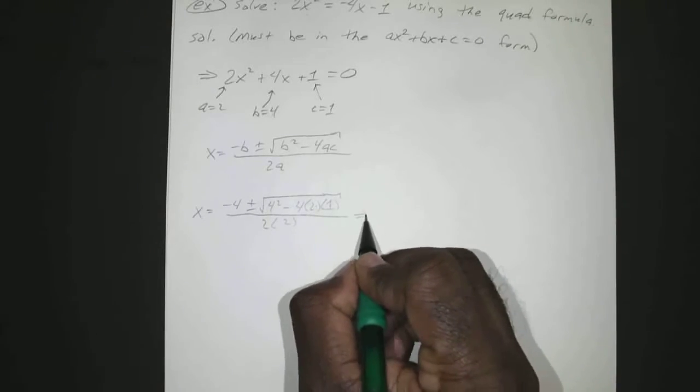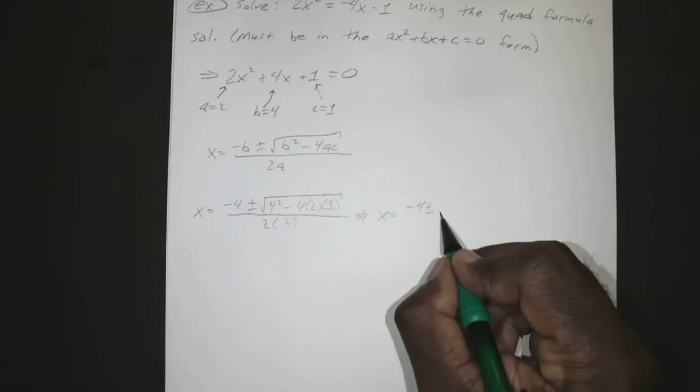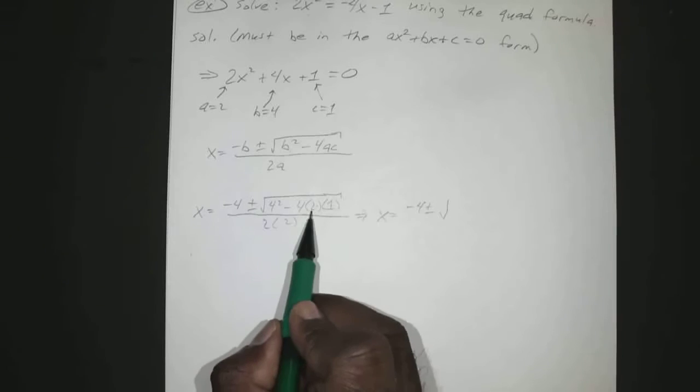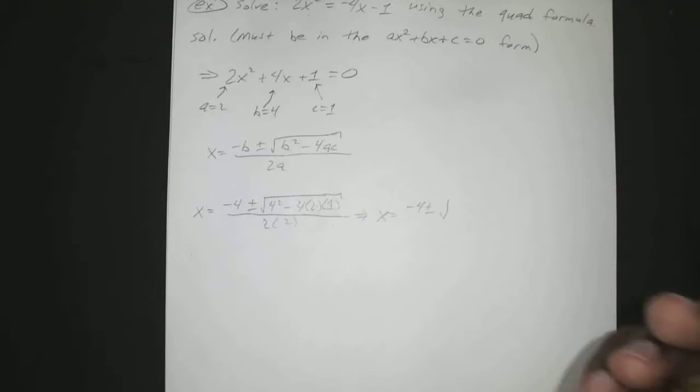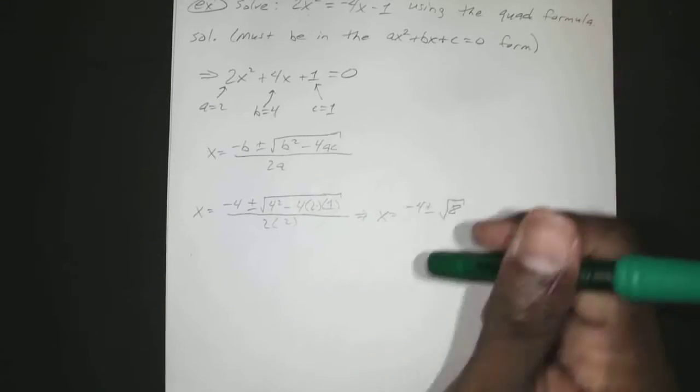Okay, so that means x is equal to negative 4 plus or minus the square root of 16 minus 8. 16 minus 8 is 8. So minus the square root of 8. Let me clean that up some.